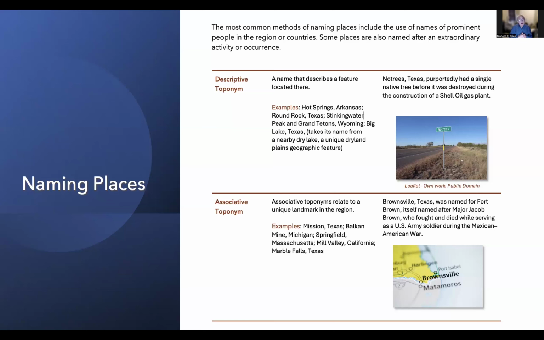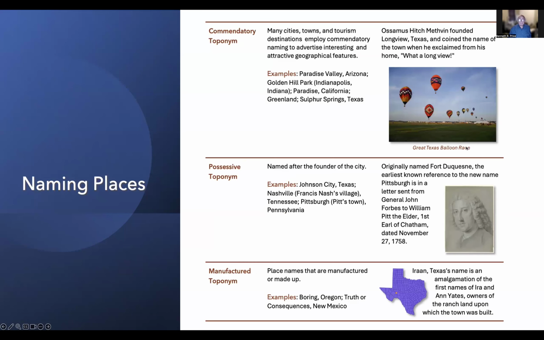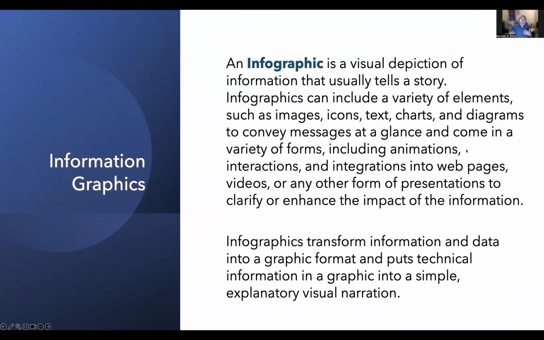I have a lot of students who come up from the valley to study at this university, and they always are interested in where the names came from. What is the etymology for where they grew up? There are different things they find interesting, something like an incident toponym, a commemorative toponym, possessive, manufactured.